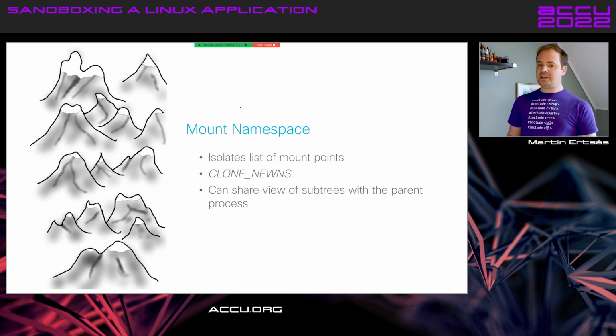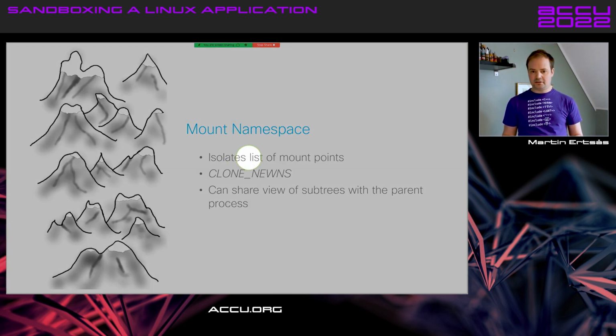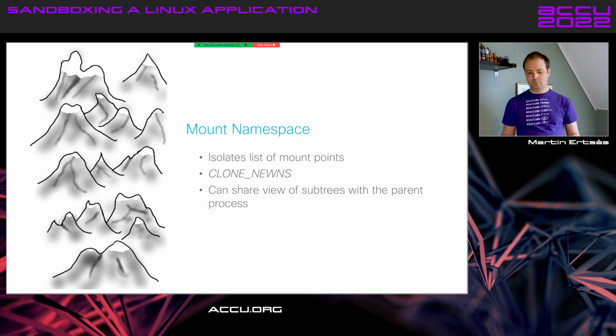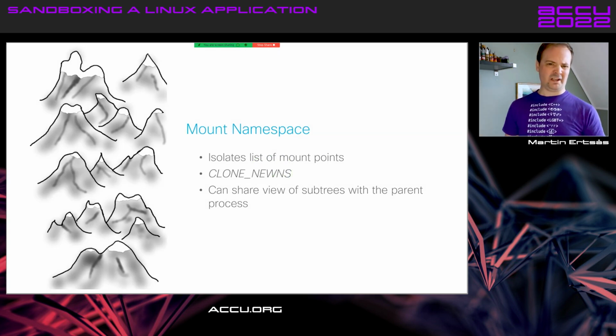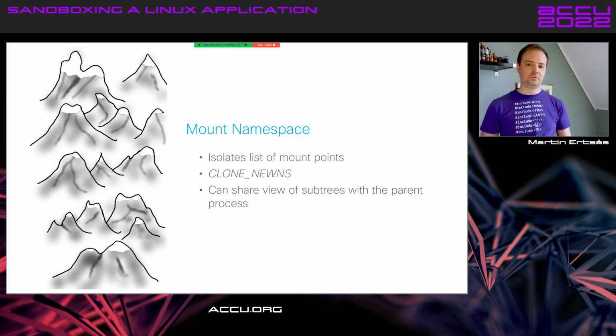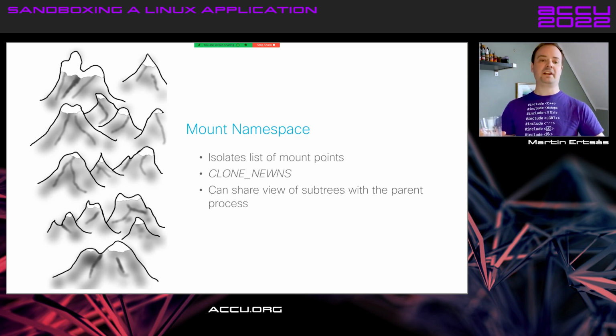To create a mount namespace, you use this CLONE_NEWNS flag, which you might think sounds weird. Where does NEWNS come from? And it comes from new namespace. Because the mount namespace was the first one created, way before anyone thought about stuff like containers.